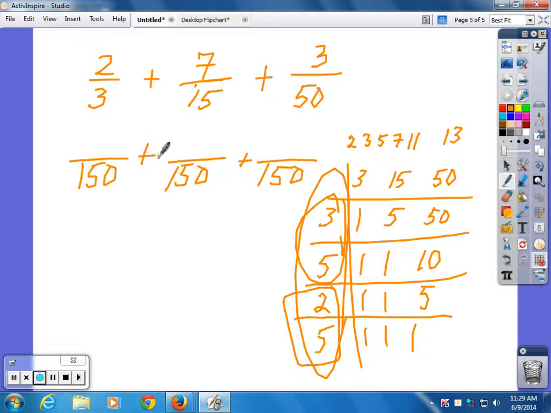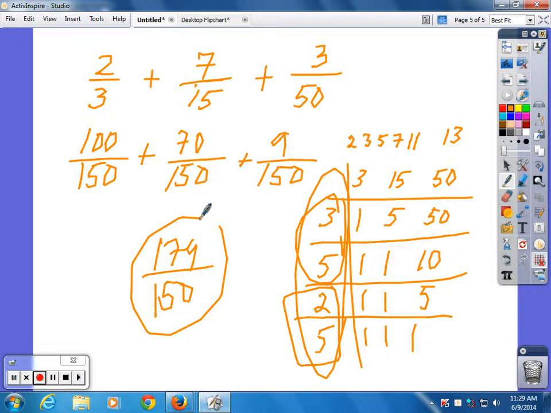Three will go into 150. Well, you just take it out. How many times? 50 times. 50 times 2 is. 15 will go into 150. How many times? 10 times. 10 times 7 is 7. 50 will go into how many times? 3 times 3. 179 over 150. So you figure out what times it, and then you cover it up, and then you multiply the top by that one.